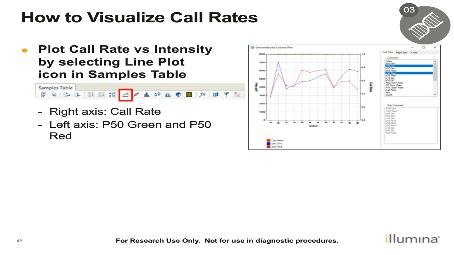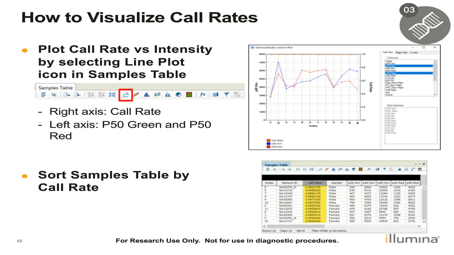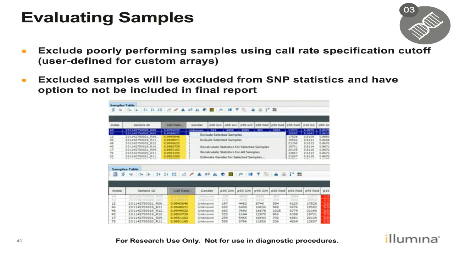Another way to evaluate your call rates is to sort the samples table by call rate. Again, from the previous slide, I've shown you that when you click that calculator button, it'll present you with the call rates for each of your samples. This information is useful because if you use the call rate specifications, you can take that number and exclude any samples that don't meet that cutoff.